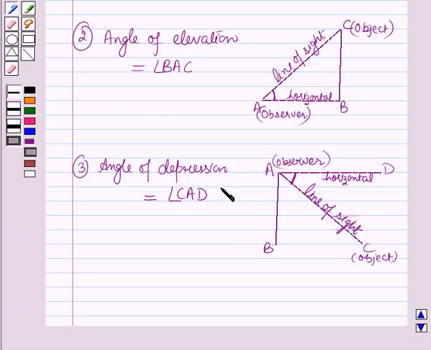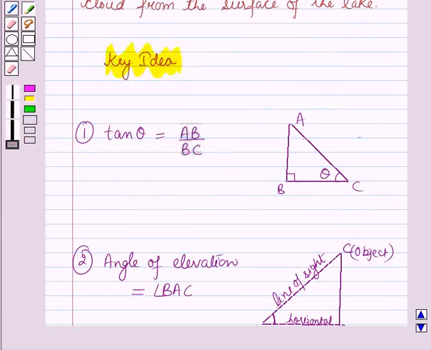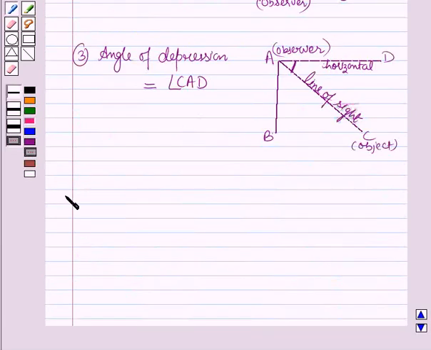So the angle of depression is the angle when the point is below the horizontal level, that is the case when we lower our head to look at the point being viewed. Now these results will work out as a key idea for solving this question. And now we will start with the solution.